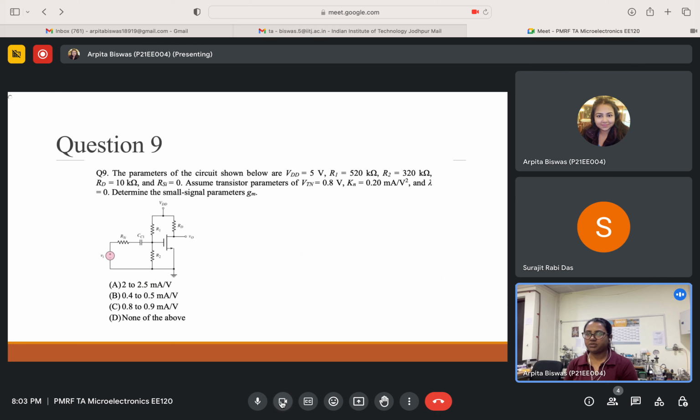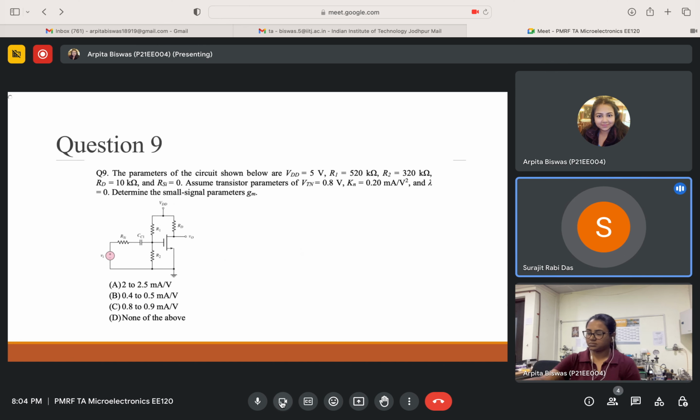VDD is given and different resistance values are given. RSi also is given, which is 0. Kn is capital Kn, so we can directly take it as half of mu Cox W by L; the value is given here directly. Lambda value is given as 0, so there is no channel length modulation. You just have to find out the gm. It is coming 0.442. Yes. Can you explain?